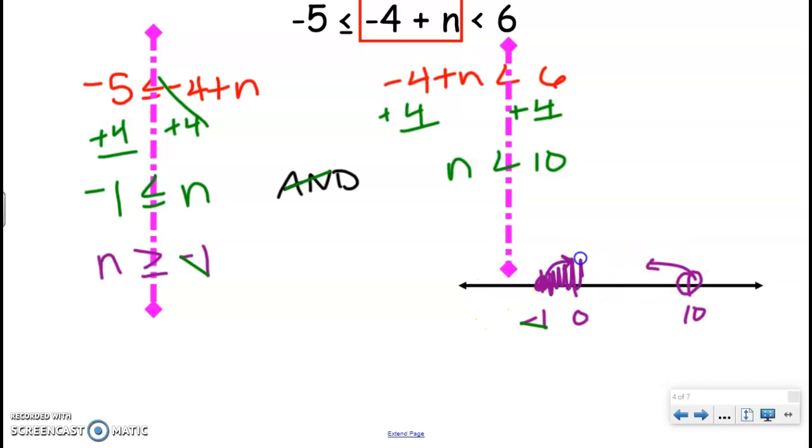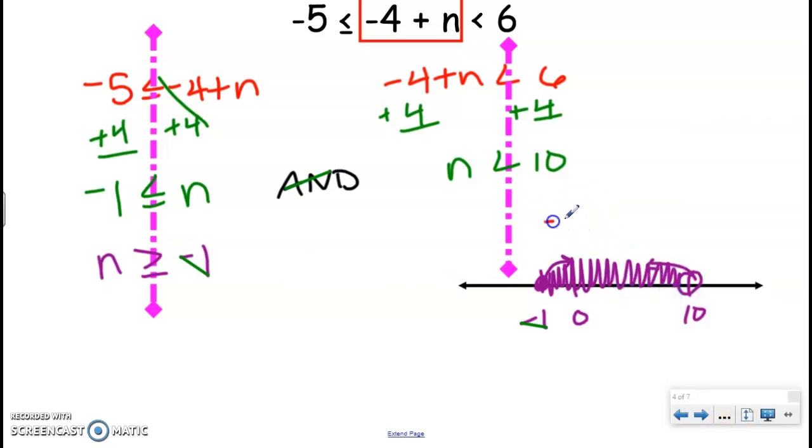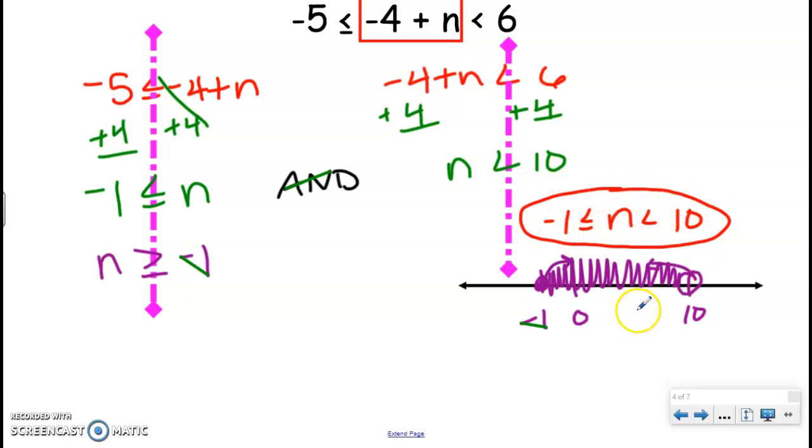This is an AND inequality, which means I'm technically just shading in between. So what this tells me is my answers are between -1 and 10, and I can use -1, but I can't use 10. Okay, to write this actual solution out, I start with my smallest number on the left side, my variable in the middle, and my biggest number on the right side, and I bring my signs along with. Okay, so I had n is less than 10, so I still have n is less than 10, and I have -1 is less than or equal to n, so I have that there still as well.